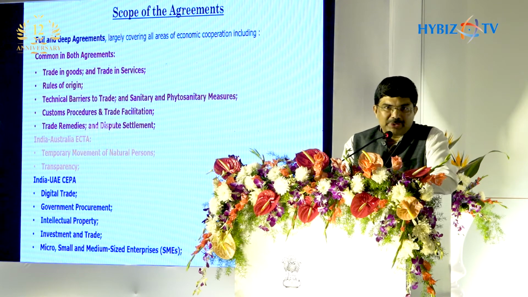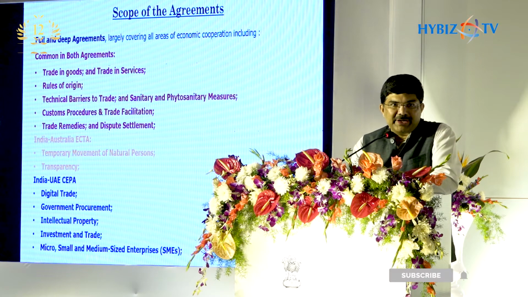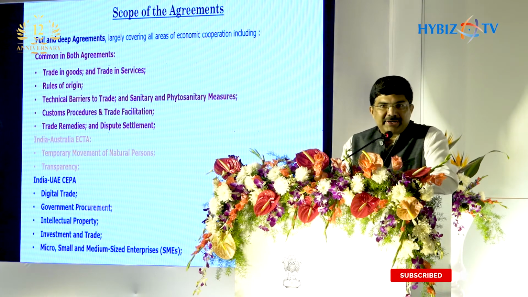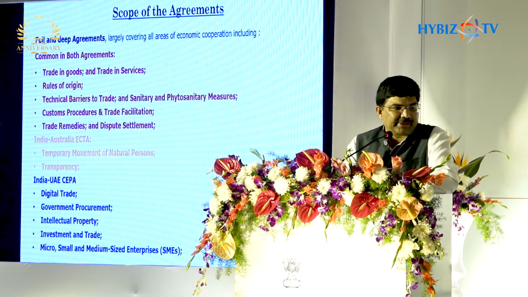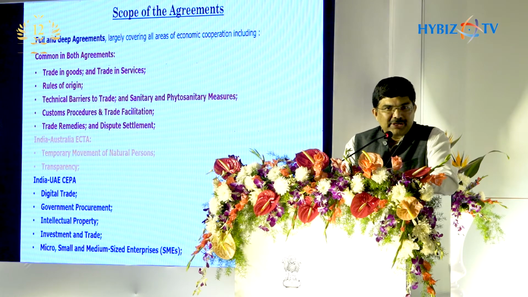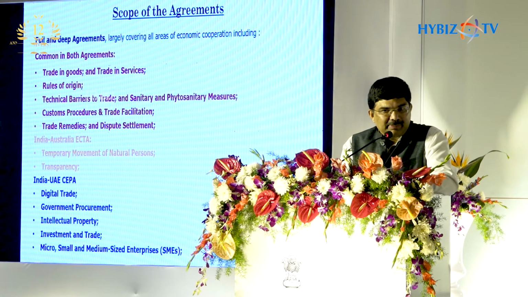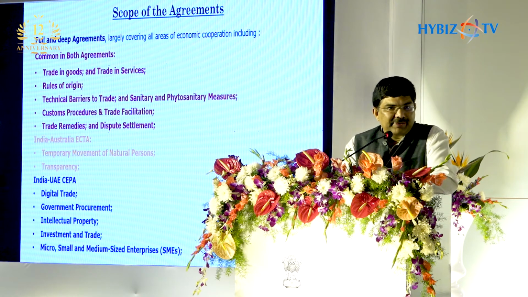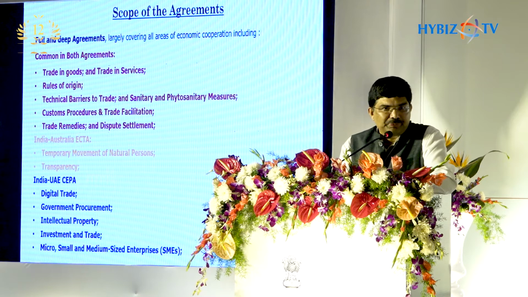Two chapters are specific to Australia. One is the movement of natural persons, which is very important to India because it will facilitate movement of our professionals from India to Australia to work there and settle there. Second is transparency. Some other chapters are specific to the UAE agreement. These are new chapters for India in any FTA so far: digital trade, government procurement, SMEs, intellectual property, and investment facilitation. With Australia, we have done an interim agreement on goods, services and other areas. But both countries have agreed that by the end of this year we will start negotiations again and try to conclude the other chapters shown in blue in this slide.